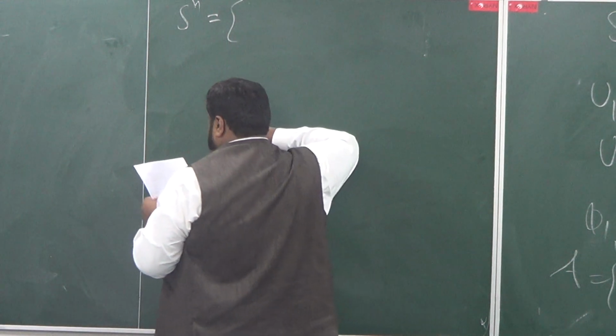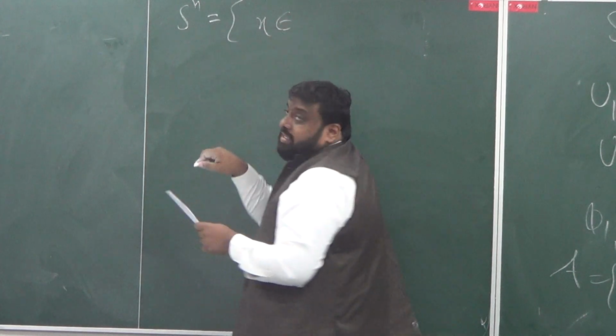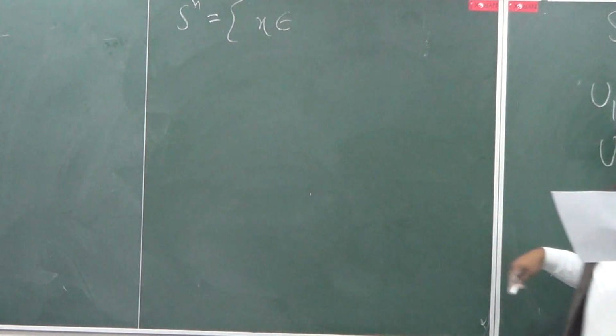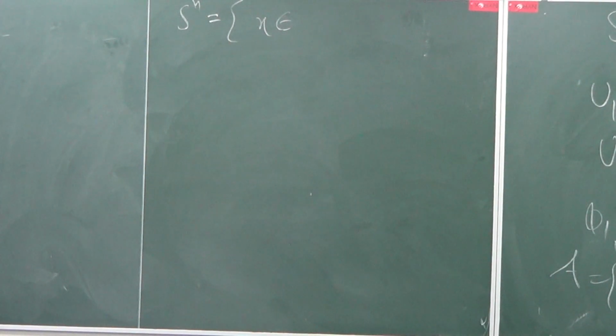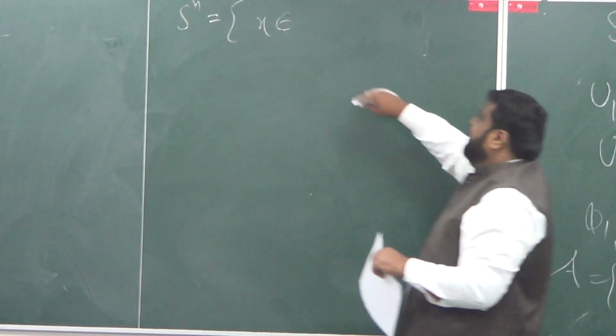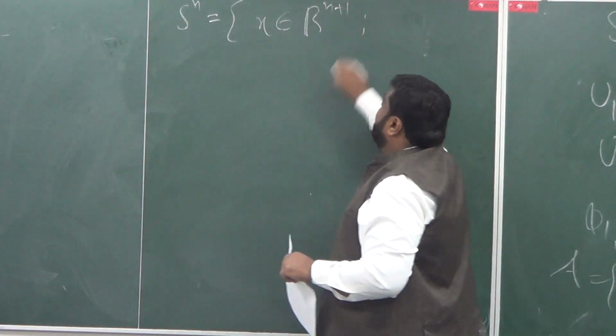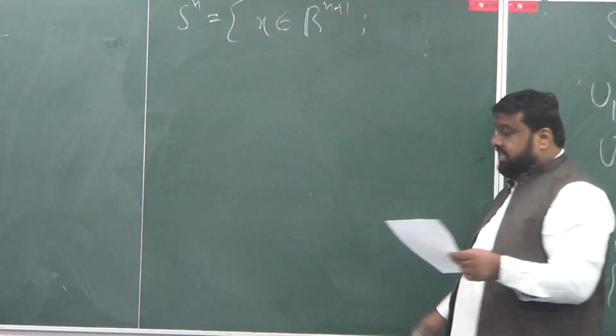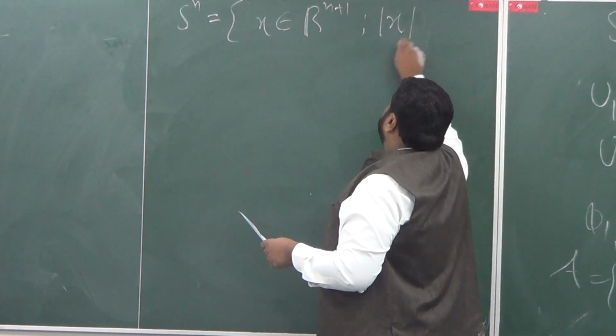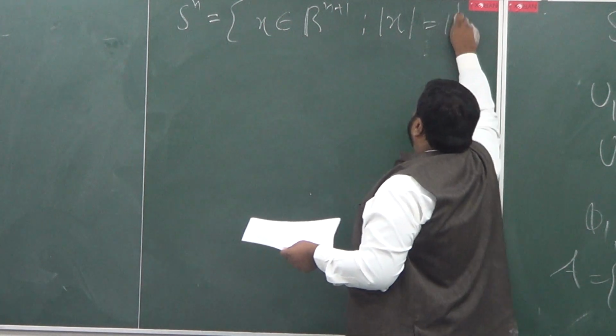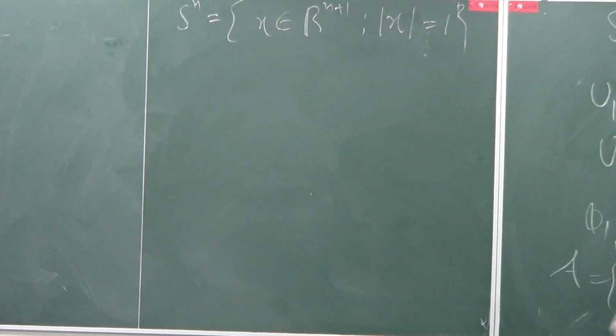The hypersphere is going to be the collection of the points in what space? In what space? Rn. So see, S1 is a one-dimensional manifold, so it contains points in R2. So it's going to be n plus 1. So it's a collection of the points from R^(n+1) such that the magnitude of the norm of x is 1.